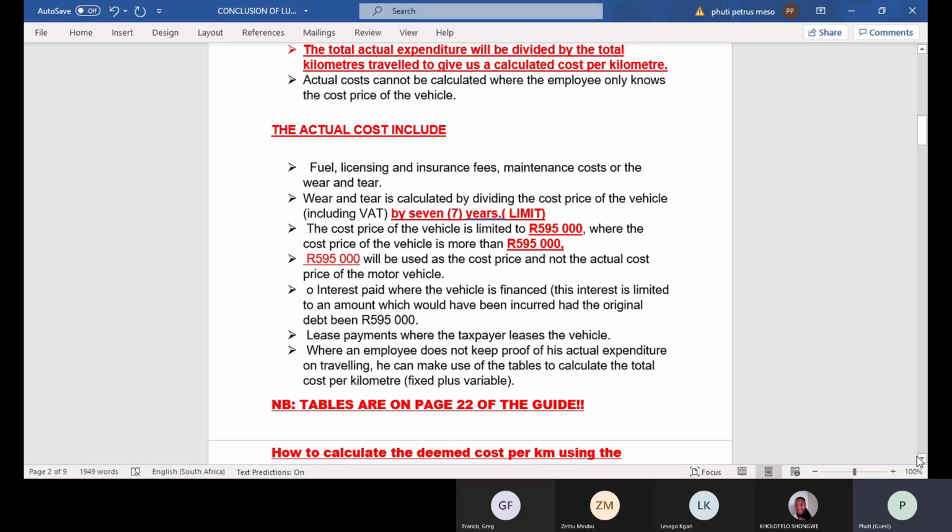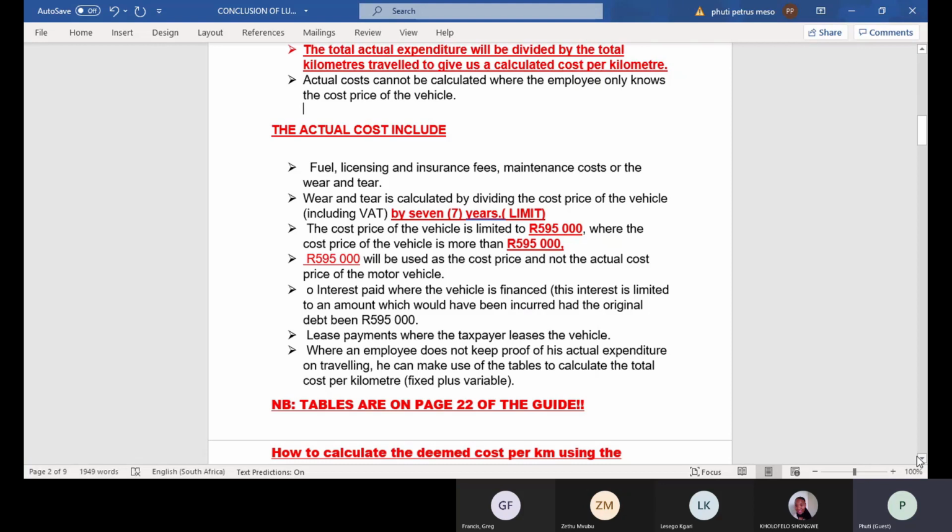And then how you calculate the wear and tear, you divide the cost price, including the VAT, by a maximum number of years, which is 7. It cannot go more than that unless it's below 7 years. The limit is 7 years, and that's how you get your wear and tear. That's why I've highlighted that in red so that you'll be able to see it.